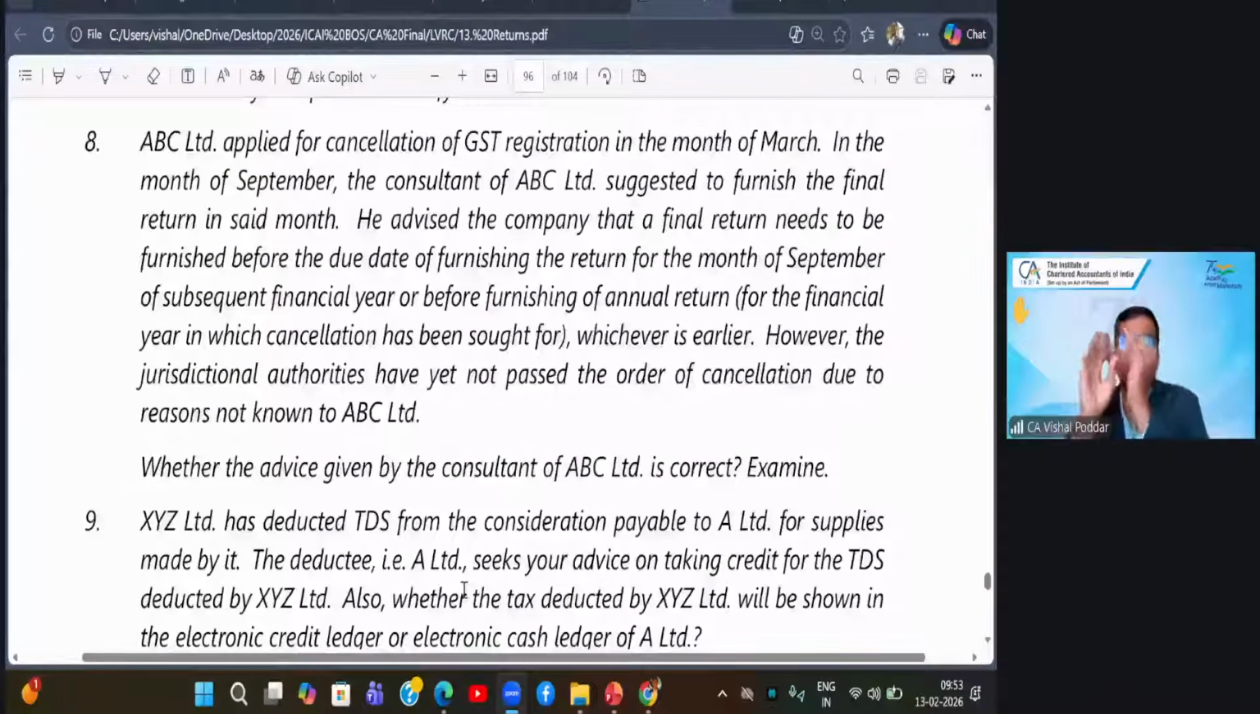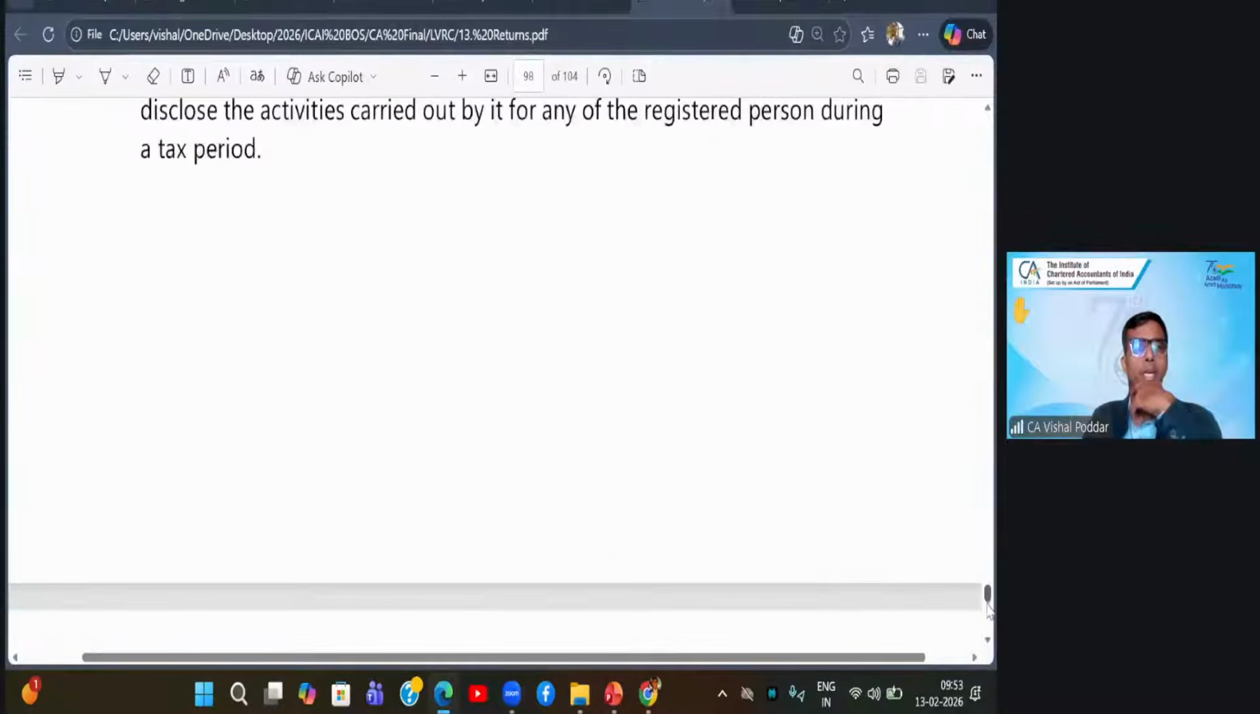In short, the basic moot question is that you have not received the cancellation order. Can you still file GSTR 10? Your consultant has actually advised correctly that if you are going for cancellation, you have to file the last return, which is GSTR 10, the final return. But here, practically, even though you applied for cancellation, the officer has not yet passed the cancellation order. So in short, your cancellation is not yet concluded or completed. Now, in this case, what should be your stand?